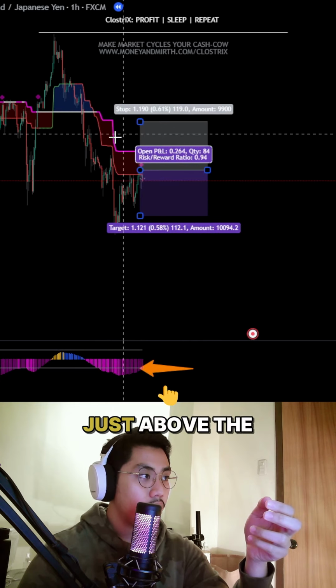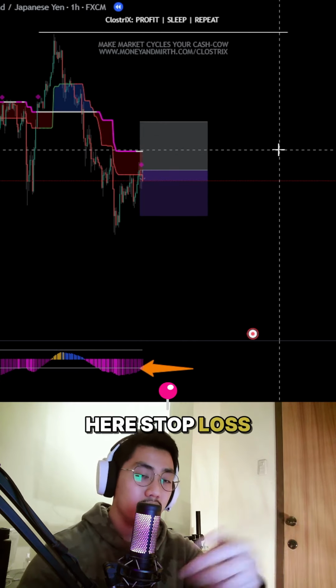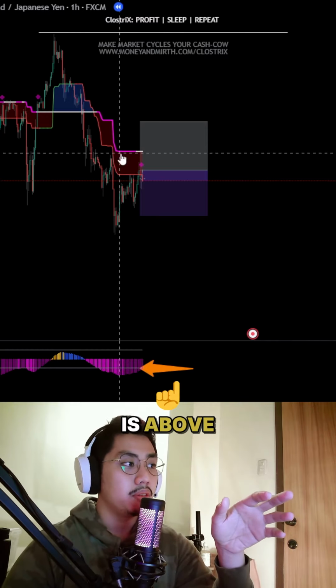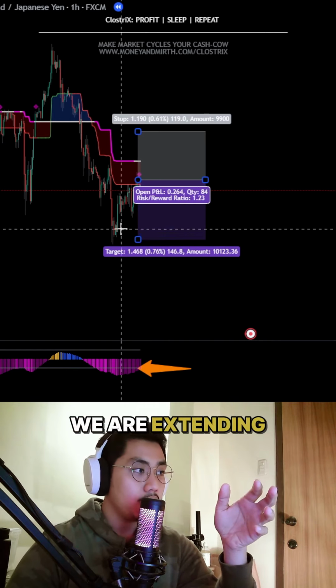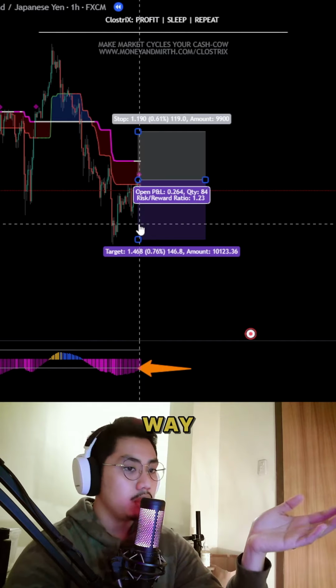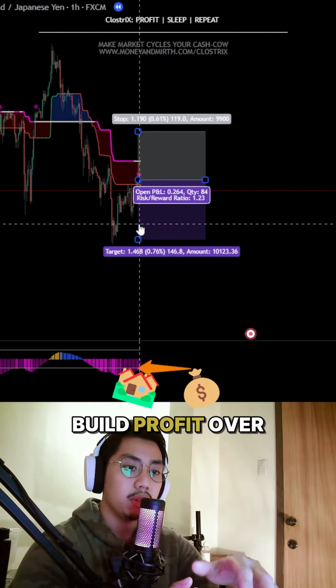We place our stop loss just above the previous resistance, this previous level here. Stop loss is a bit arbitrary. You can use whatever level you want. Just make sure that the level is above our interest zone here. For take profits, we set take profits to 1.2R without extending too far past the previous low here. We do 1.2R so that you can make a little bit more on each win than when you lose, which helps you build profit over the long run.